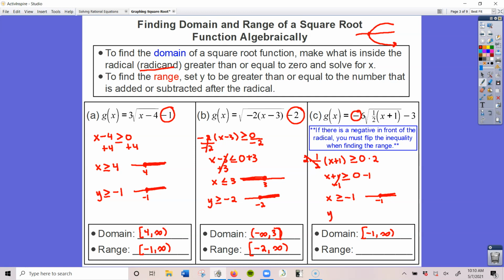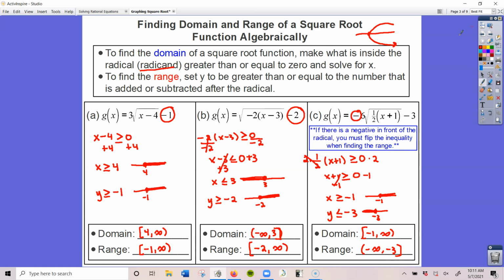So that means y would have to be less than or equal to -3. So -3 is included, and it's everything to the left. So from -infinity to -3.